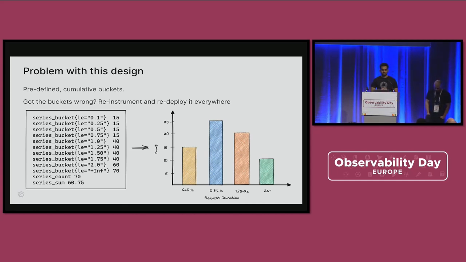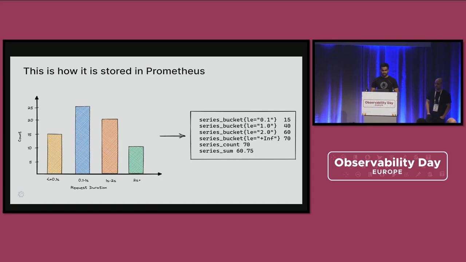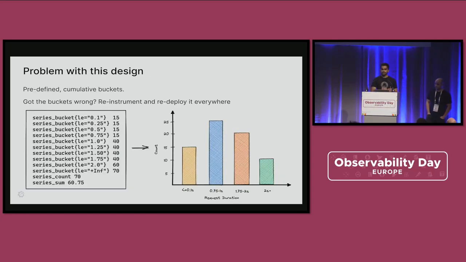One thing is the buckets are cumulative. For example, if one bucket is filled, all the buckets which come after that need to account for this count. So the same histogram that we saw here, if we take a different representation of buckets, a lot of buckets have repeated same values because it's cumulative. So it can get expensive.